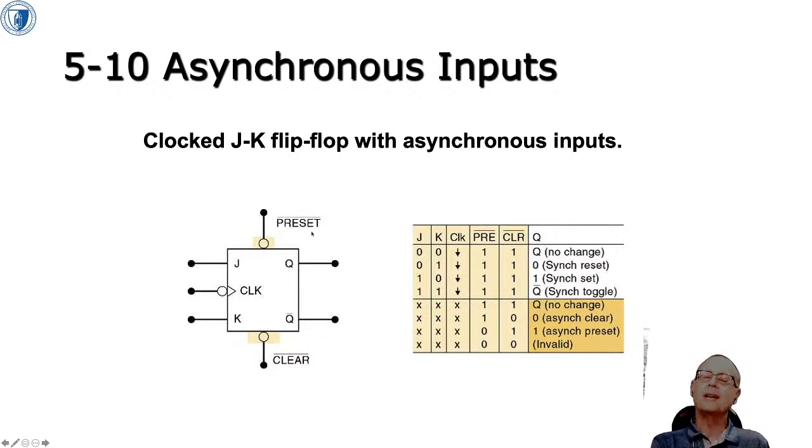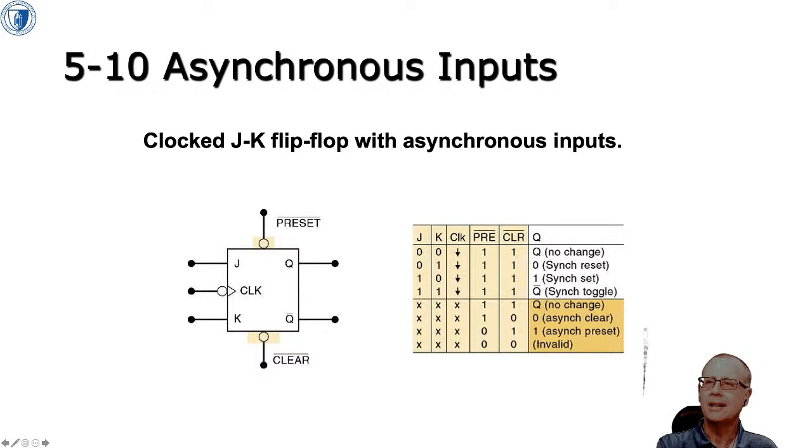Oh, that's the other thing. I'm calling these preset and clear, but notice that they do have bubbles on them, and that's why there's a bar across it. So this input for preset is active low, which is why there's a bar across the top, and this one is active low as well. So the operation of clear only happens when the clear input is 0, and the operation of preset only happens when the preset input is 0.